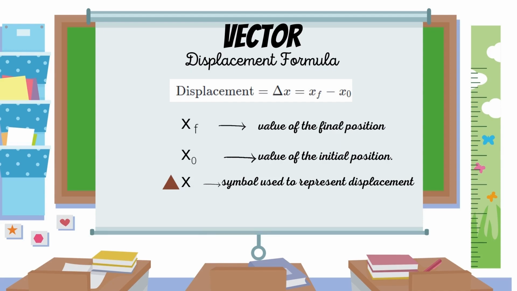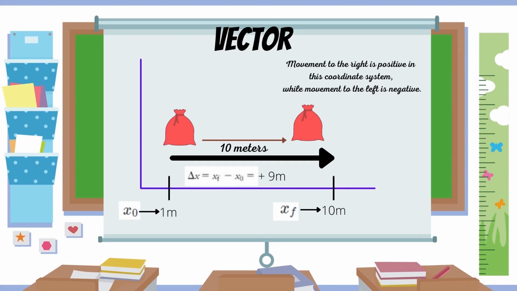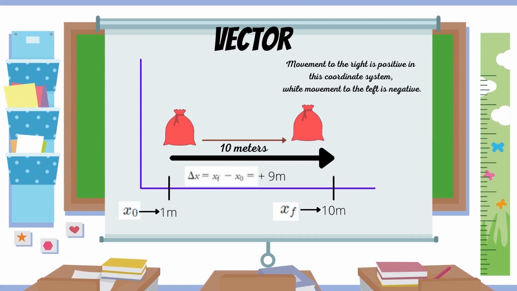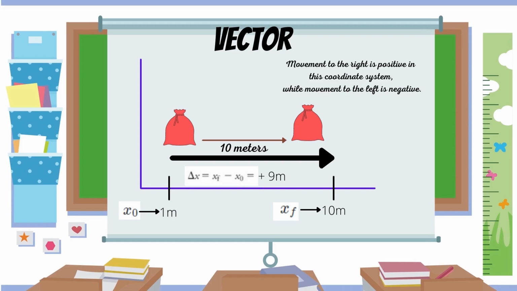So as you can see on the screen, this is the formula of displacement. x sub f is equal to the value of the final position, x sub 0 is the value of the initial position, and the change in x, Δx, is the symbol used to represent displacement. Displacement is a vector. This means it has both a direction and a magnitude, and it is visually depicted as an arrow pointing from the starting point to the ending location.